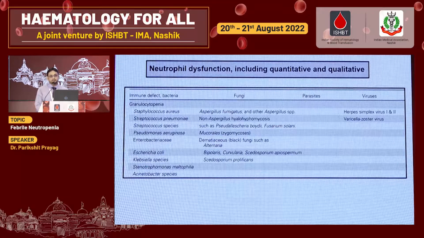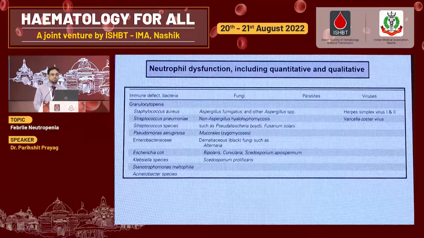I am worried about candida, aspergillus, mucor, and other molds as well, things like fusarium, pigmented or dematiaceous molds, pseudallescheria and so on. These are really my main enemies when I am looking at a patient who has quantitative or qualitative neutropenia.